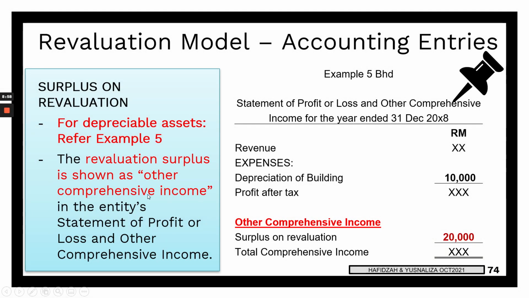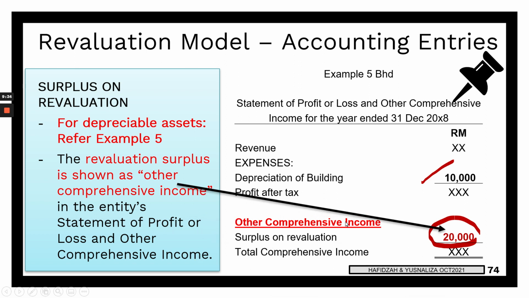Next is the presentation in the financial statement. The depreciation would be charged, and of course 10,000 is the current depreciation, and the surplus will be disclosed in the other comprehensive income. So this is just a disclosure in the other comprehensive income. So that is not part of the statement of profit or loss. These are actually the disclosure after the profit after tax, that is other comprehensive income.